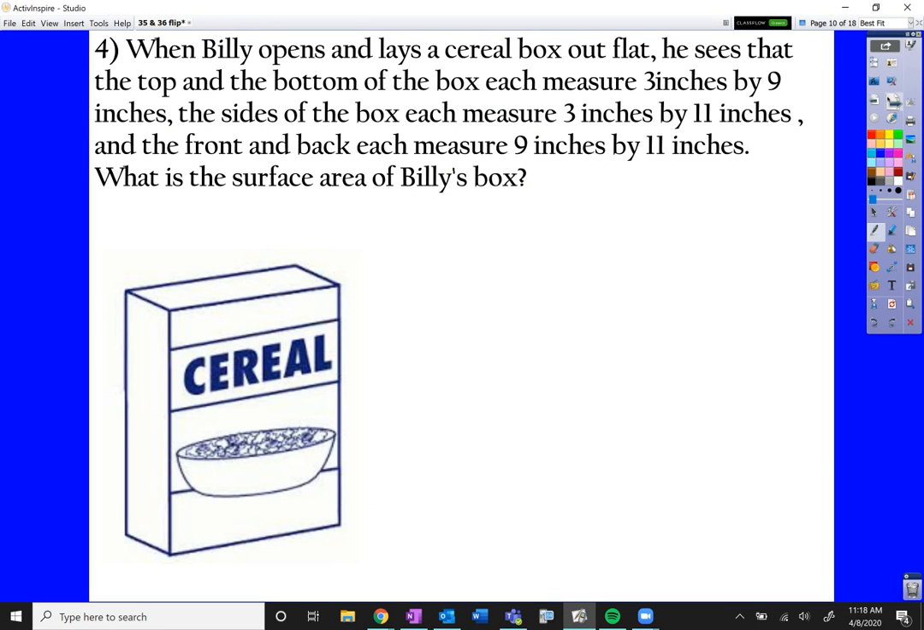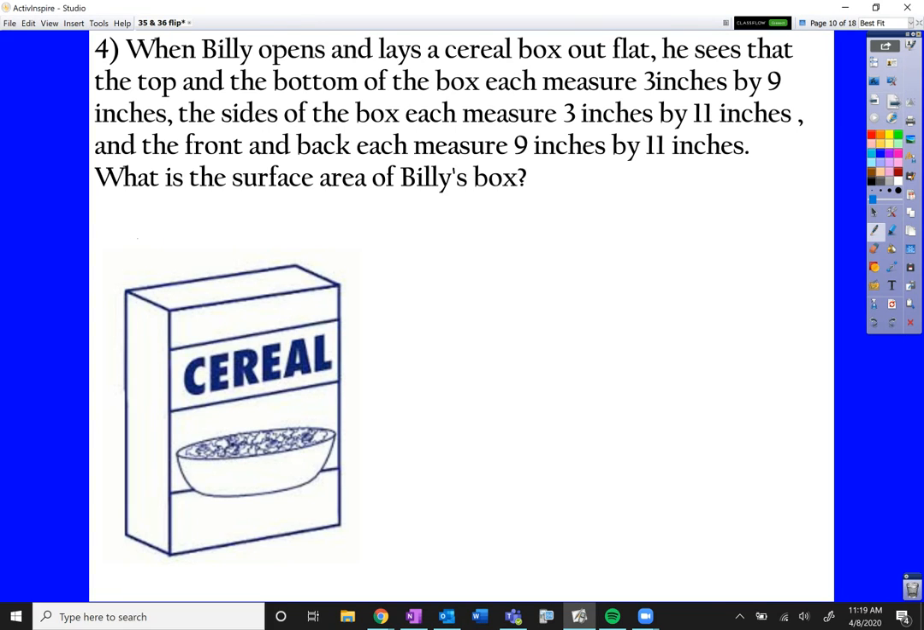Okay, Billy. When Billy opens and lays a cereal box out flat, he sees that the top and the bottom each measure 3 inches by 9 inches. The sides measure 3 inches by 11 inches. And the front and the back each measure 9 by 11. What is the surface area?